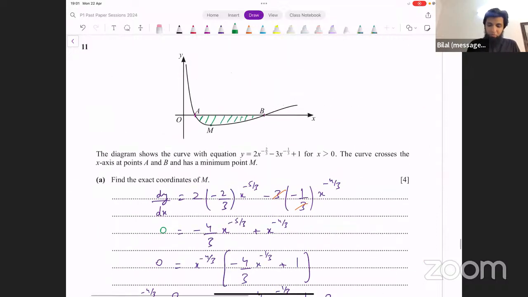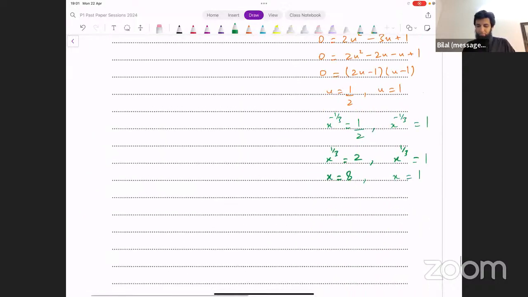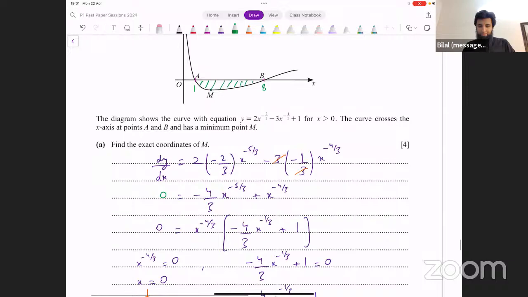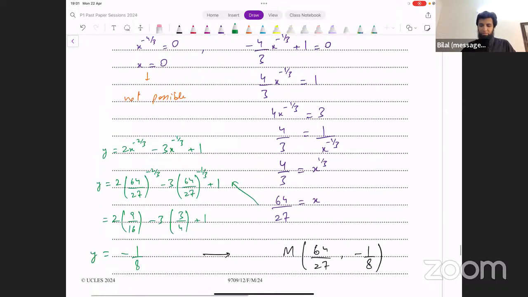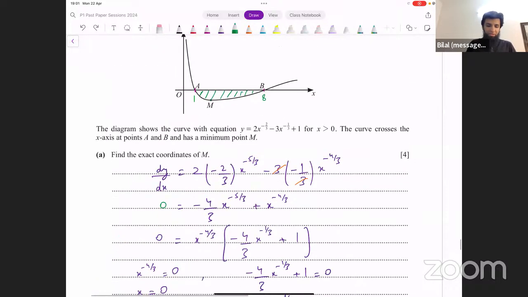So this point is supposed to be 1 and this point is supposed to be 8. Let's see if that makes some sense as well. 64 over 27, that was the x coordinate of the point M. 64 over 27, that's 2.37. So this point was supposed to be 2.37. So according to that, this 1 makes sense. This 8 also kind of makes sense. It's good to do a sanity check like this, that on the graph, do these values make sense? In this case, yes, they do. 1 and 8, these are the limits.